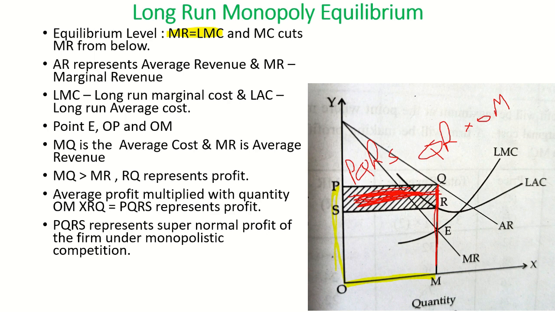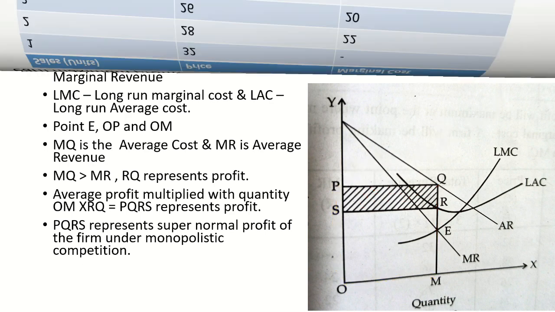We got QR, which is the profit of a single unit. In order to find out the profit at the equilibrium level, we multiplied the QR into OM, so we got PQRS. This is the supernormal profit of the firm under monopolistic competition in the long run.